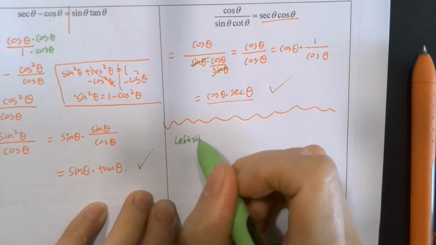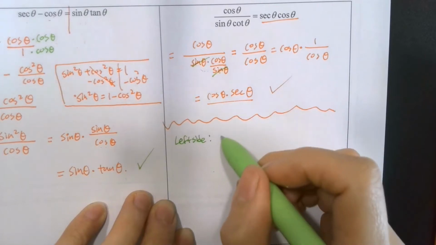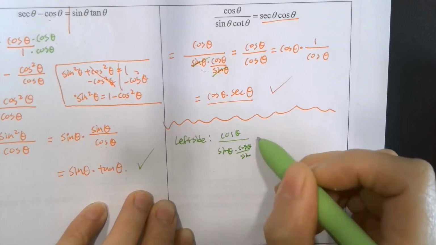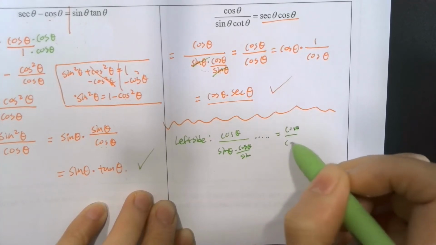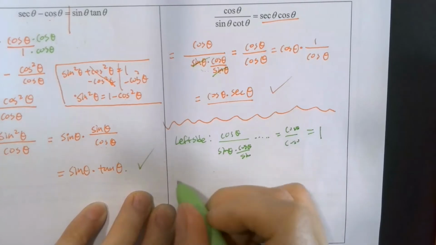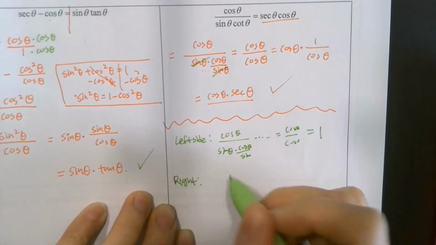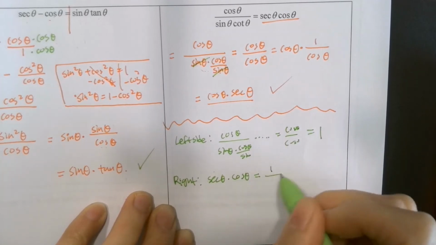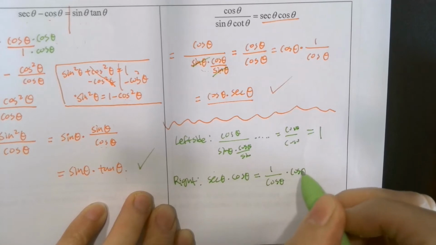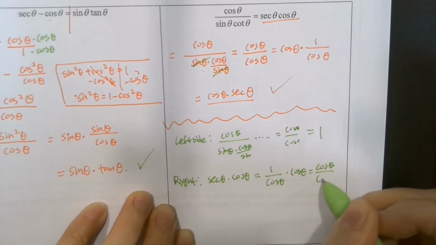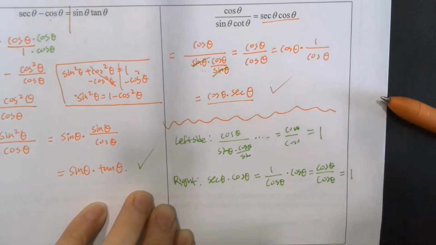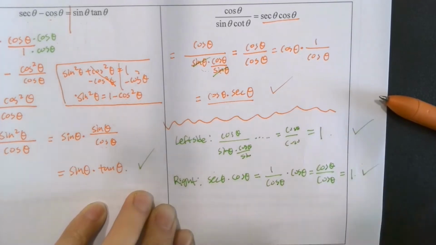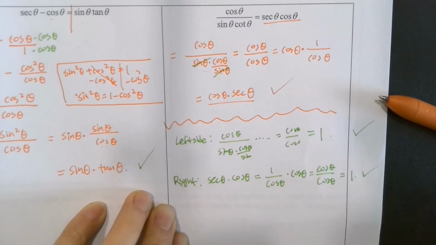Left side, I'm going to do what I did over there. So I have cosine theta over sine theta times cosine theta over sine theta. Blah, blah, blah. I got to cosine over cosine, which is equal to 1. Or you can just say right side, and do secant theta times cosine theta. Secant theta is 1 over cosine theta times cosine theta, which is cosine theta over cosine theta, equal to 1. And you conclude that since 1 is equal to 1, I verified. So you can do it that way as well.